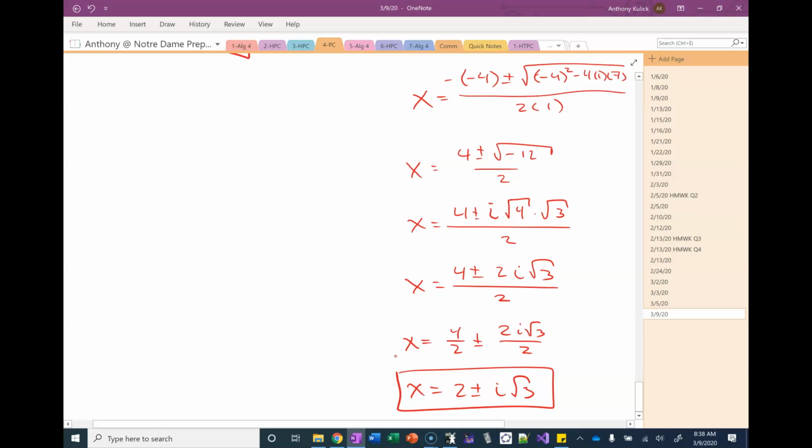What do you guys think? So if you had this step, probably not. But it is not an unreasonable expectation that you're able to reduce fractions and stuff.